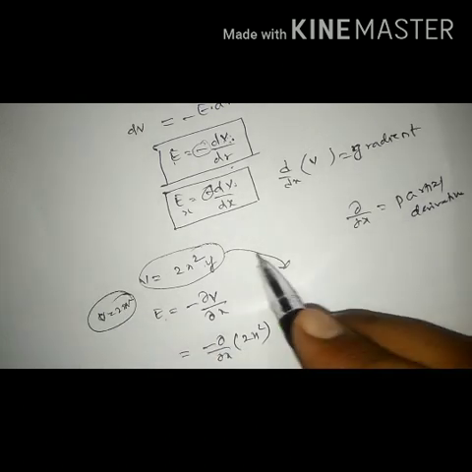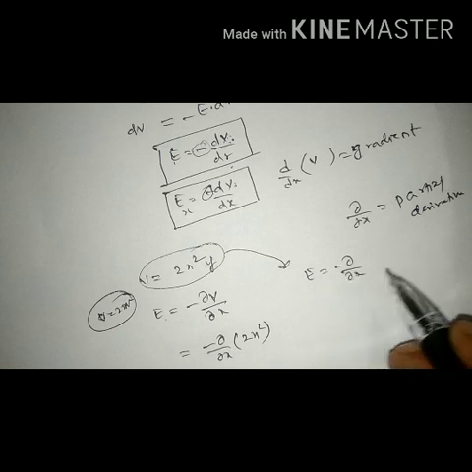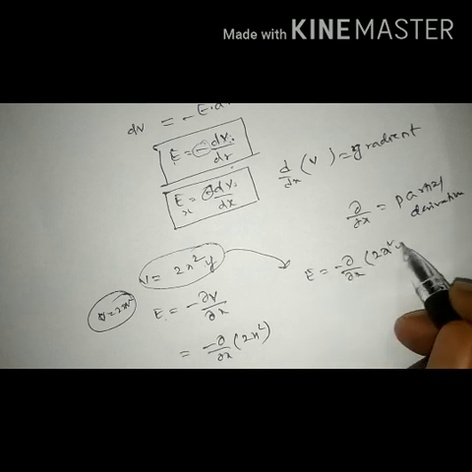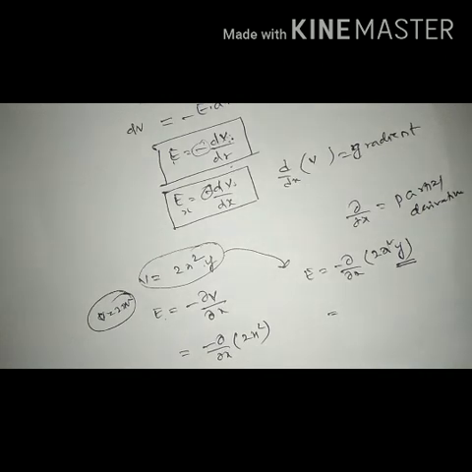If you consider 2x square y, what you have to take? E is equal to minus dou by dou x of 2x square y. So now you take y as constant. Don't take the derivative of this as 0. Now you keep this variable aside and you simply write minus 4x, and again you write y.